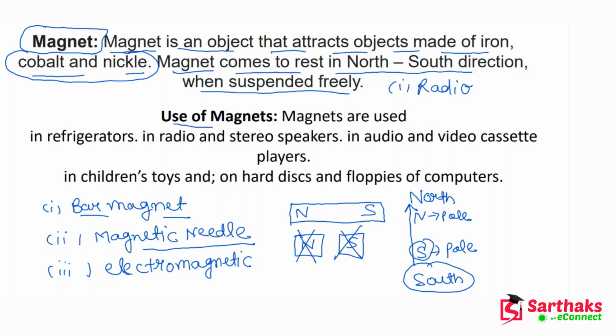Now let's talk about the uses of magnets. This is also very important. Magnets are used in refrigerators, in radios, I just gave you the example of radios, in stereo speakers, and in audio and video cassette players. I think you know about these cassette players. In all these appliances, you will find a magnet inside. What their work is and all these things we do not need to discuss here, but we just need to remember that in these appliances, a magnet is used. I hope you understand this. Now, let's move on to the next slide.